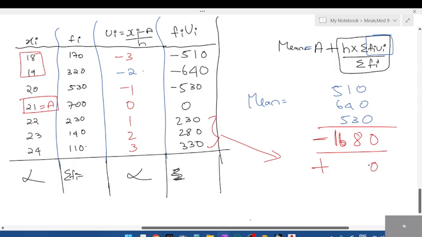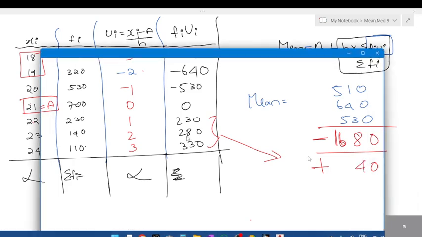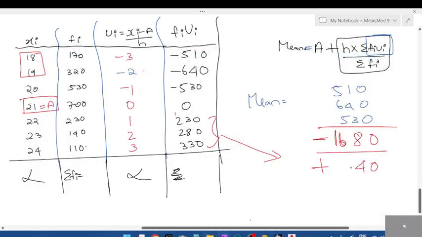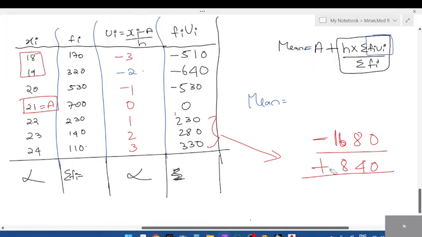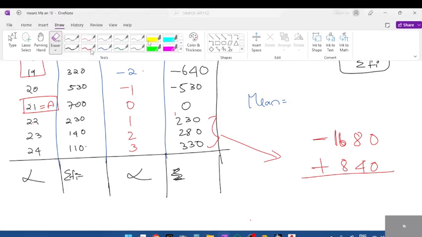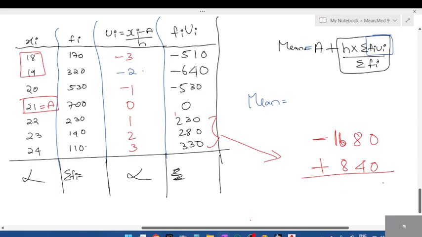What's the value, students? Is it 840? Minus 1680 plus 840. What's the answer? Calculate it. All of you got 840 for this.